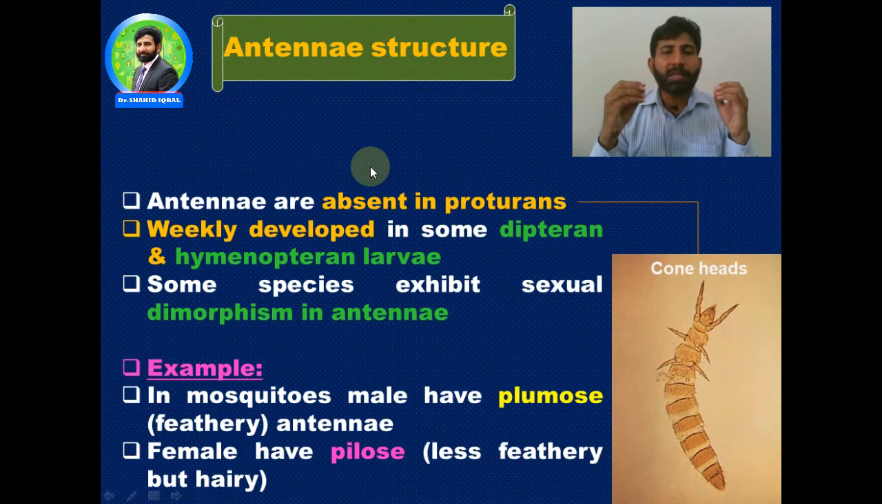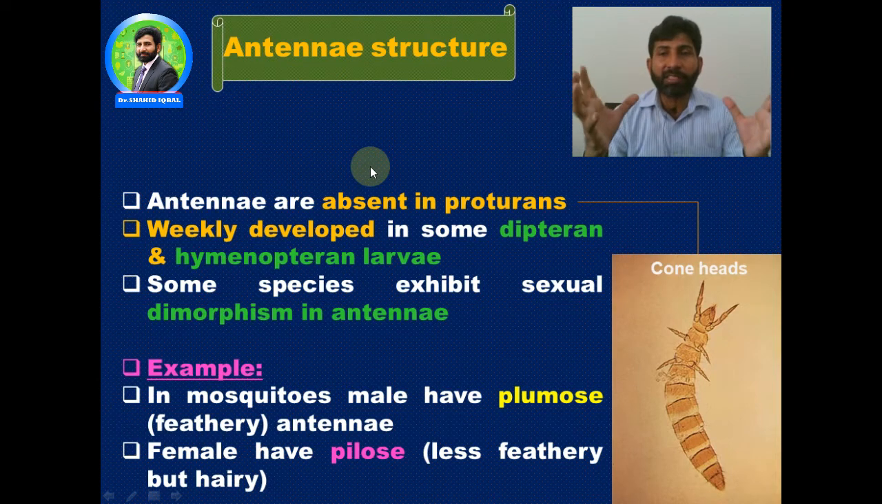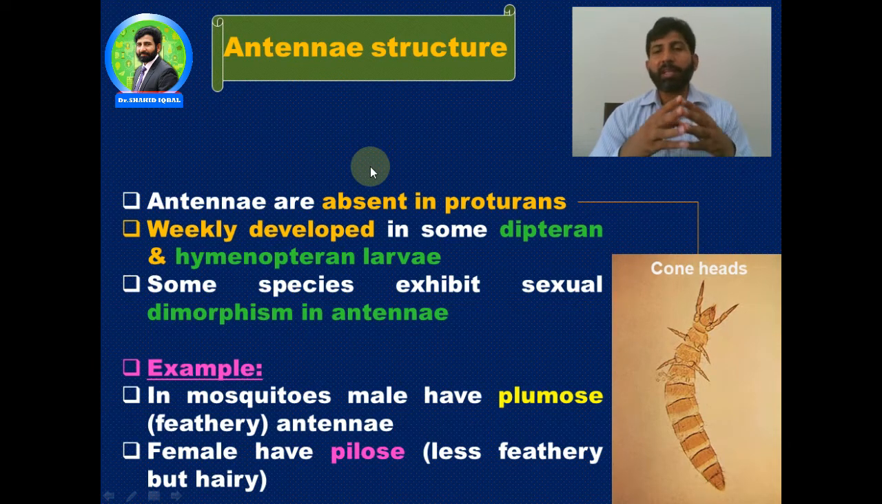But some species exhibit sexual dimorphism in the antennae, because their sexes can be differentiated on the structure of the antennae. For example, in the case of male and female mosquitoes. In the male mosquitoes, the shape of the antennae is feathery, which is called plumose. In the case of the female, the antennae are pilose, which is less feathery, but a relatively hairy structure.